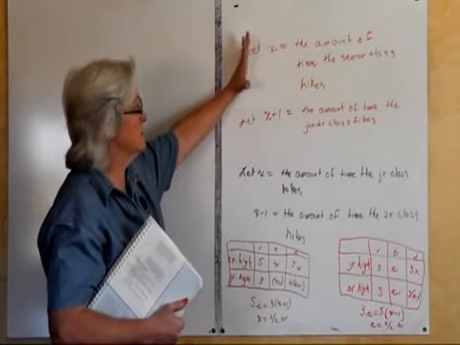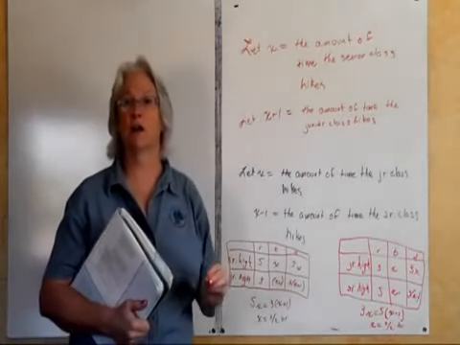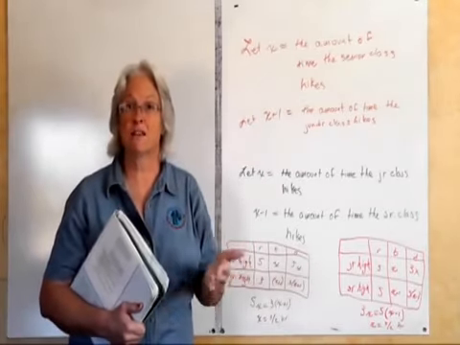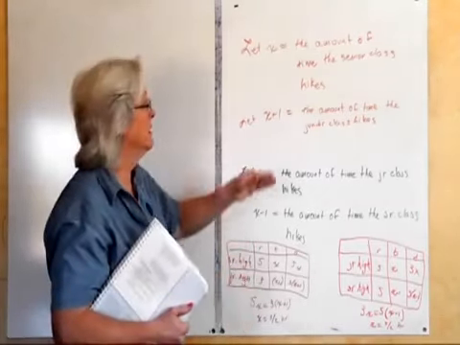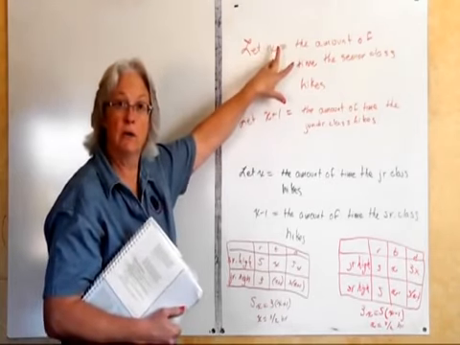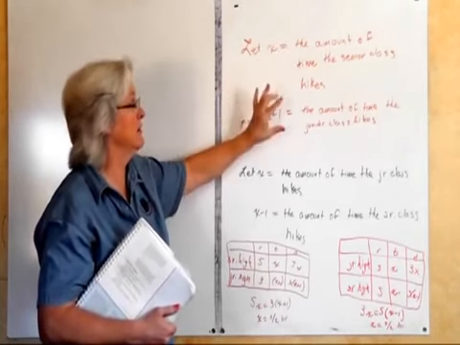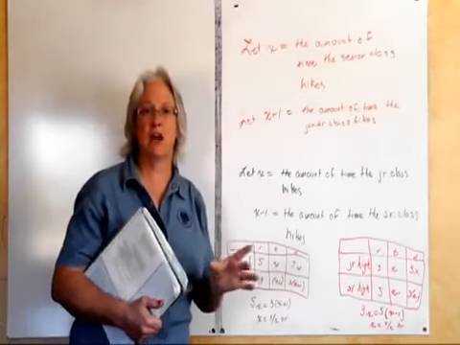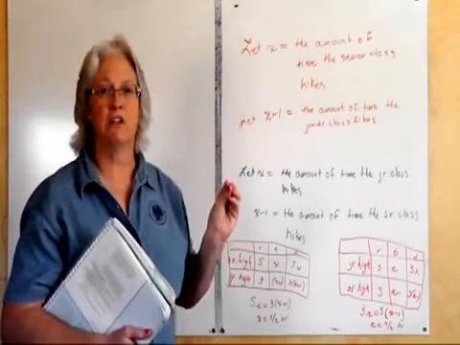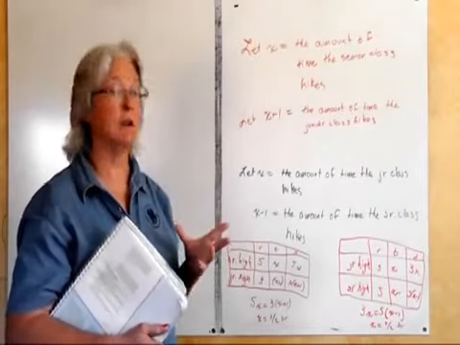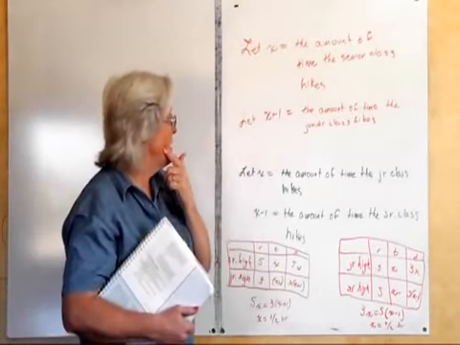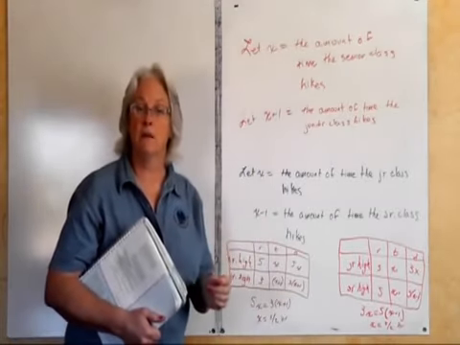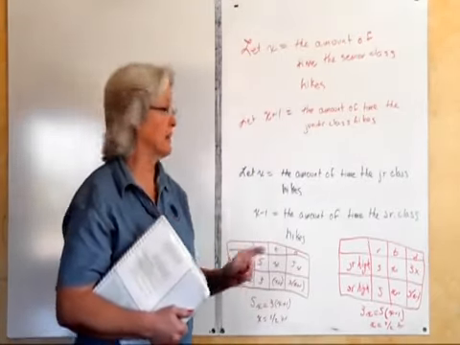Here we set it up and said, well, let x be the amount of time the senior high class hikes, because that's what it asks for. So it makes the most sense to say, let our variable represent exactly what we're looking for. But let's say that you had a brain freeze, or you've been up way too late the night before, and you thought, well, I'm going to have x represent the amount of time the junior high class hikes.